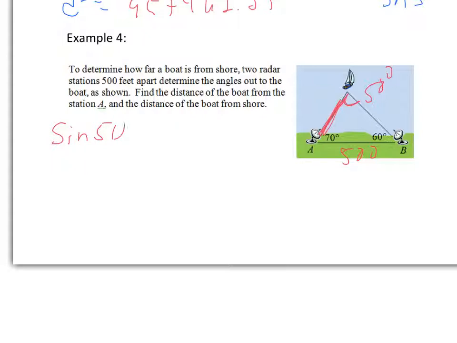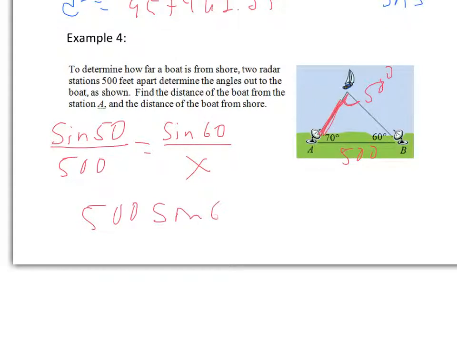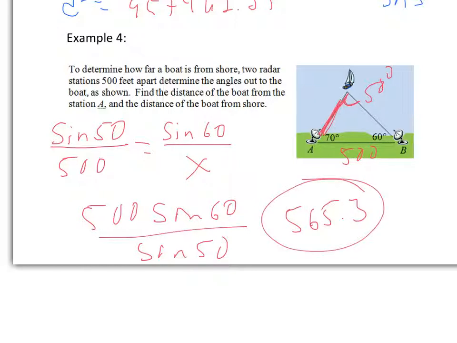Nice and easy. So sine 50 over 500. And since I only want the side opposite the 60-degree angle, I'm just going to write sine 60 over x. Find the cross products. So 500 times the sine of 60 divided by the sine of 50. And when I did this earlier, I got 565.3. So I hope that helps.